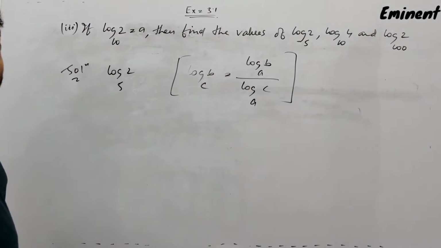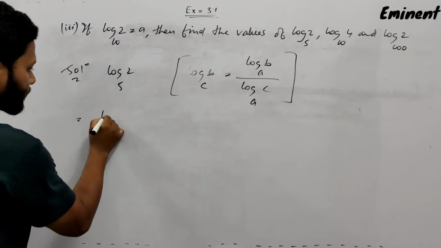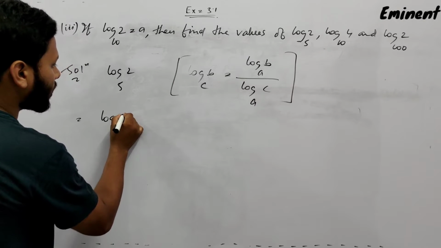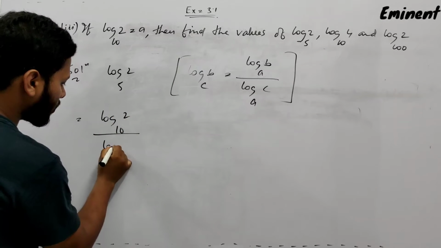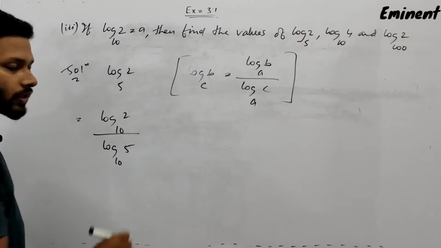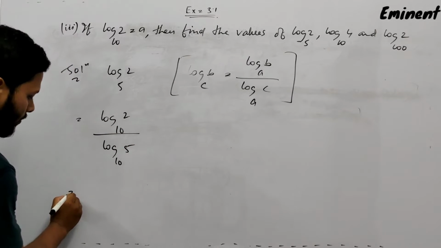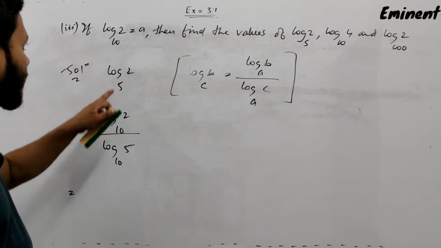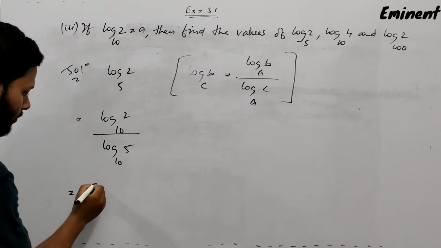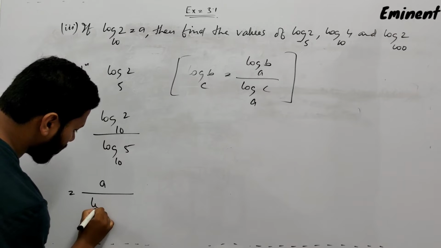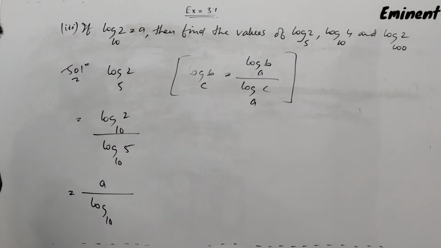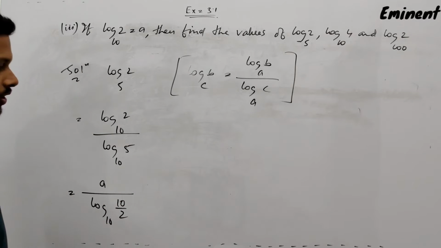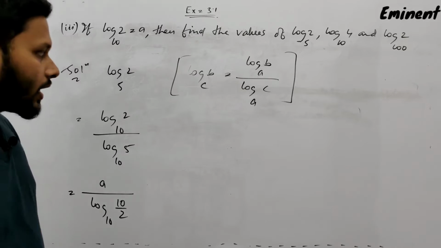Now we'll apply this law here. As we want to change this 5 in terms of 10, it can be written as log base 10 of 2 divided by log base 10 of 5. What was our base? 5. So we'll write it here, 5. Our next step will be what? The value of log base 10 of 2 is given as a, so we'll put a, and we'll just convert the denominator in terms of log base 10 of 2. So how can we convert here? This can be written as a divided by log base 10 of 10 by 2, because 5 can be written as 10 by 2.